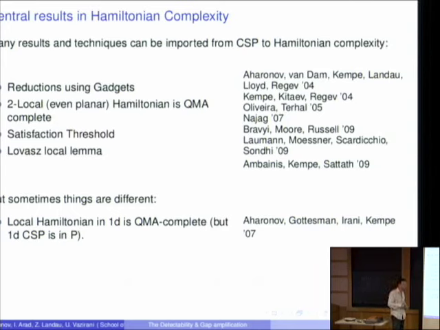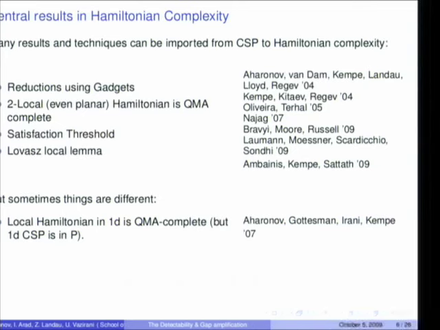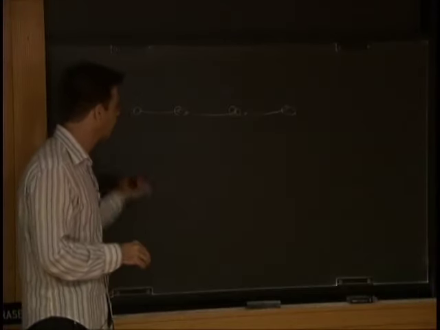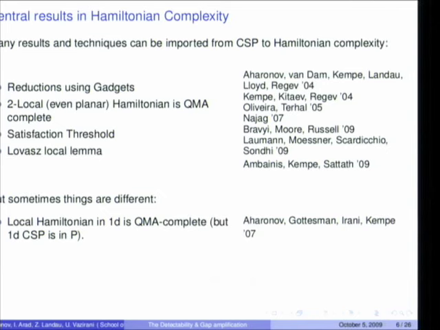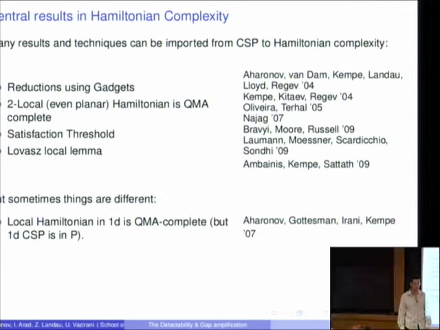Excuse me, what does it mean, 1D? Okay, it's just a Hamiltonian on a line. The definition is that every term is just on neighboring vertices. In fact, it's a Hamiltonian on two nearest neighbors. Every local Hamiltonian term is on two neighbors, not three. Okay. So the complexity of the quantum problem here is QMA complete. But when we look at the classical counterpart, Max-SAT on a line, it is known to be in P. So things are not always the same.